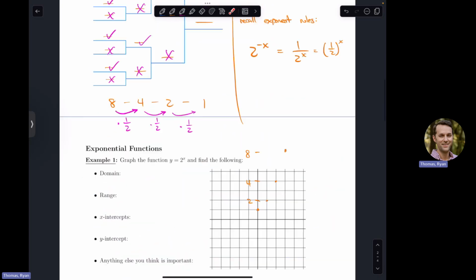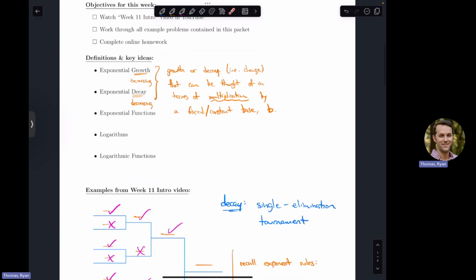Okay, and then later in the week we'll develop this idea some more, and then we'll introduce the idea of a logarithm and see how those work. Okay, that's it. Thank you for your time, and I will see you all in class.